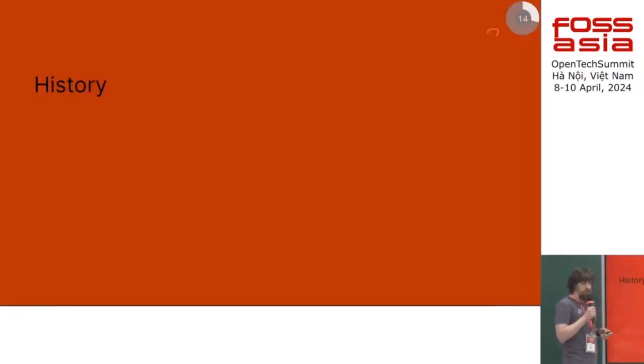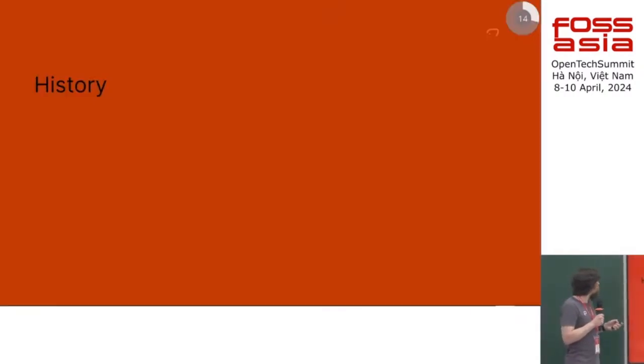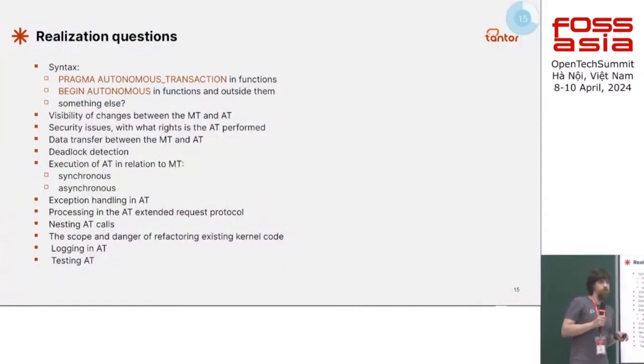So a bit of history. When we try to realize autonomous transactions, many questions arise, like security, implementation, semantics, replication, and many other things. We need to solve them all. That's why, I think, autonomous transactions aren't in Postgres at the current time.